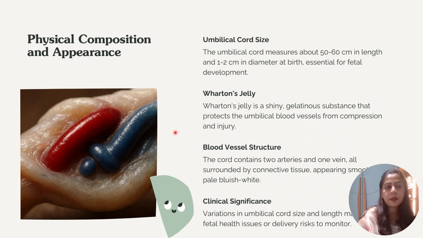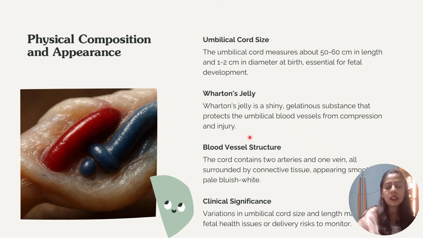When we see the physical appearance and composition, the umbilical cord measures about 50 to 60 centimeters in length and 1 to 2 centimeters in diameter at birth. Essentially for fetal development, it should be approximately 50 to 60 centimeters. It's a normal length. If it is short or long, it is going to cause problems, and there are significances that we will discuss later.